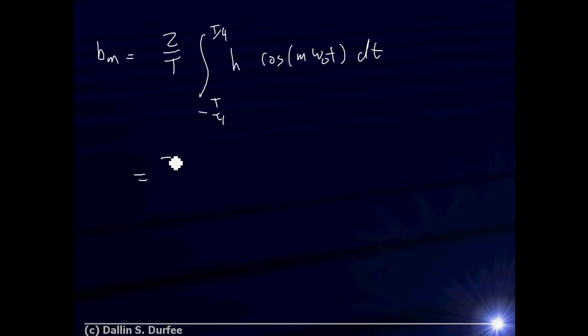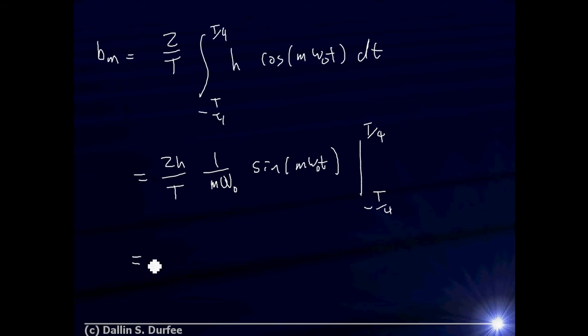Yeah, the h comes out, so it's 2h over T. When I integrate cosine, it's the inverse derivative, right? So instead of bringing out an m and omega naught, I bring out a 1 over m omega naught. The derivative of sine is cosine, so the integral of cosine is sine. So this is just sine of m omega naught t, evaluated between negative T over 4 and T over 4.